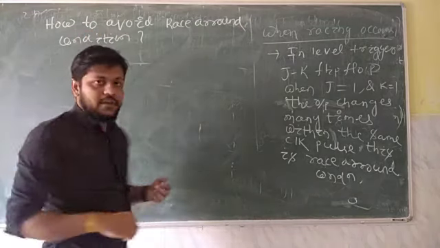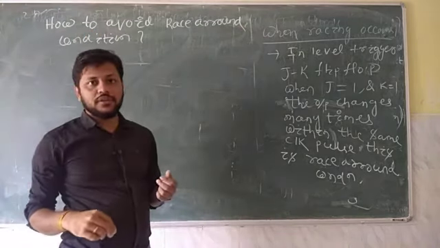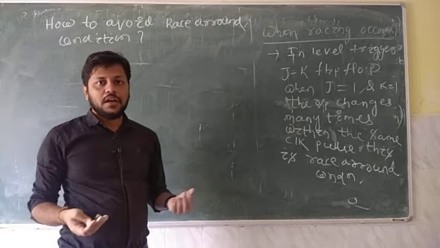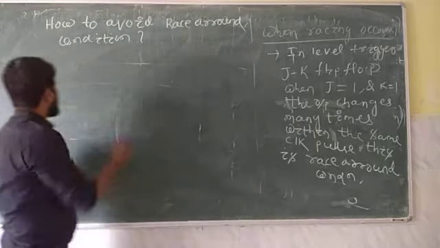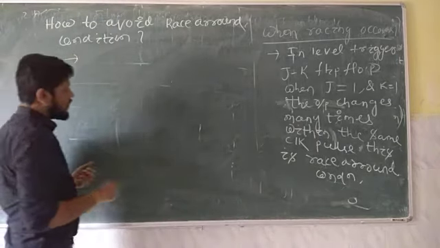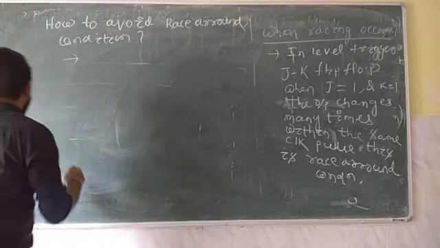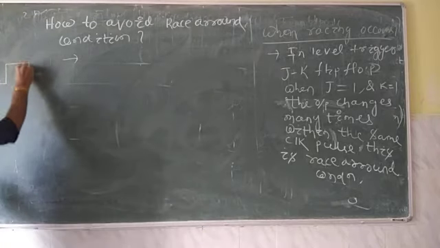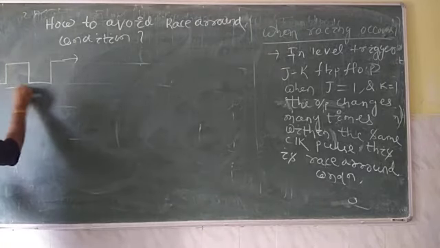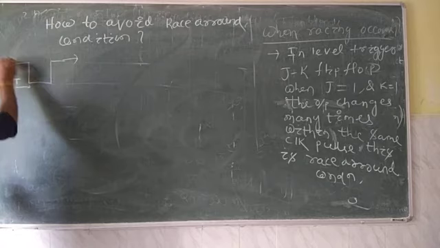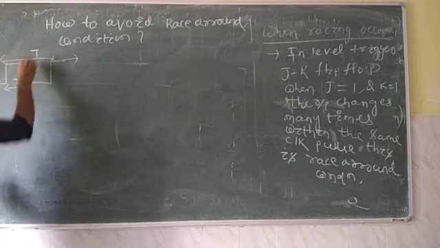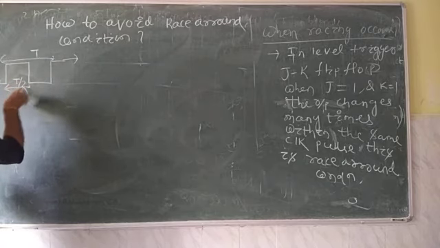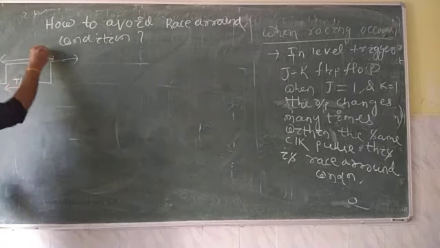Student, this is also very important. They will ask you in a 5 mark question what you mean by racing condition and how to avoid it. So first of all, how to avoid it. First condition is the pulse width. Here we can see, this is the pulse. Suppose this is your clock time period T, so this pulse width will be T by 2. So total length will be T.